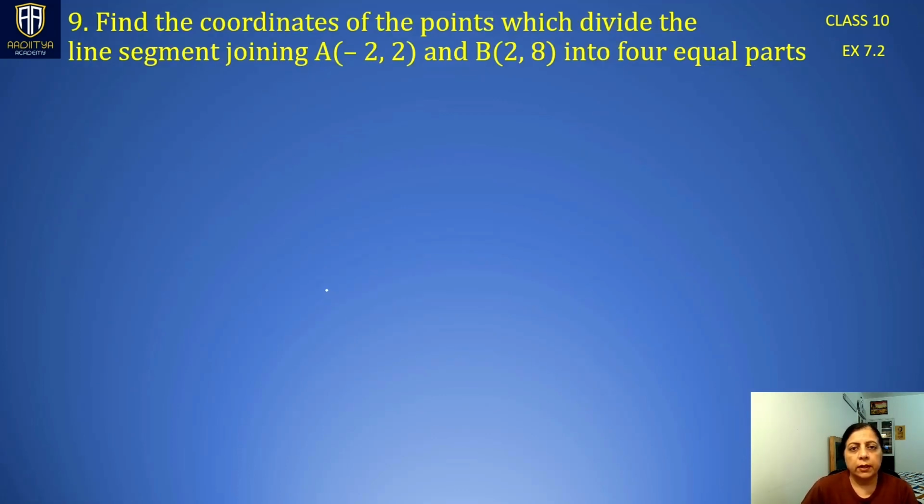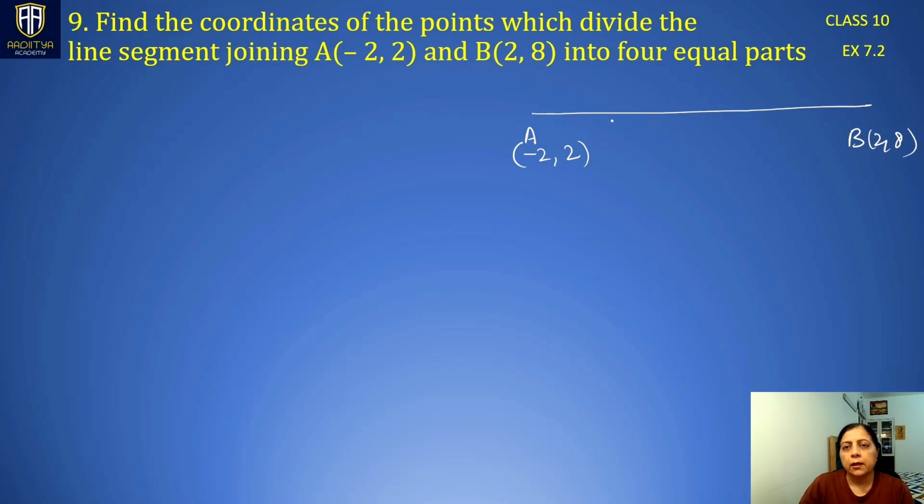Next question is, find the coordinates of the points which divide the line segment AB into 4 equal parts. This is similar to one that we had done for trisection. A is negative 2 comma 2, B is 2 comma 8. Now see, here we have to divide AB into 4 equal parts. That means we have to insert 3 letters or 3 numbers at equal distances so that AB gets divided into 4 equal parts.